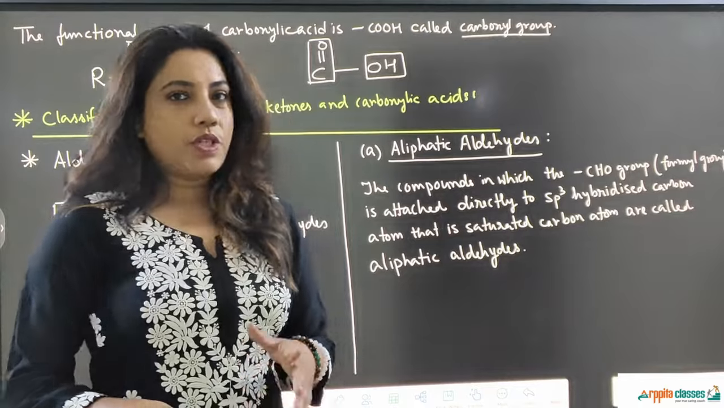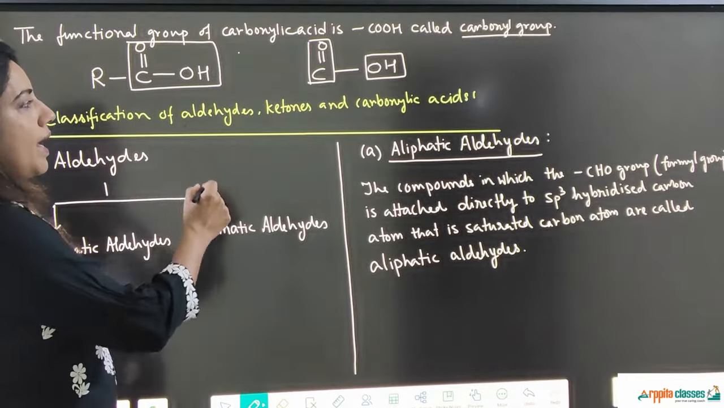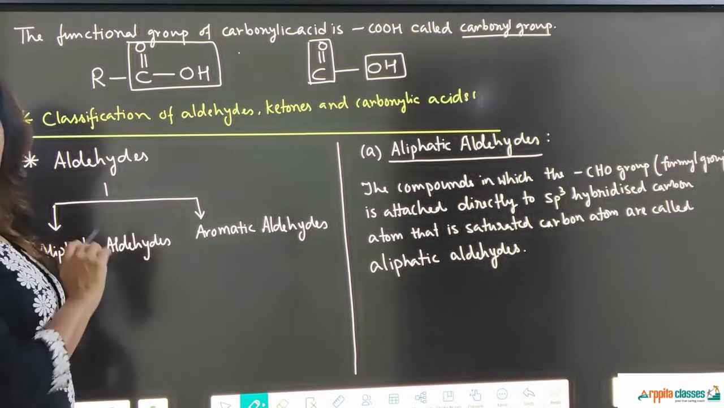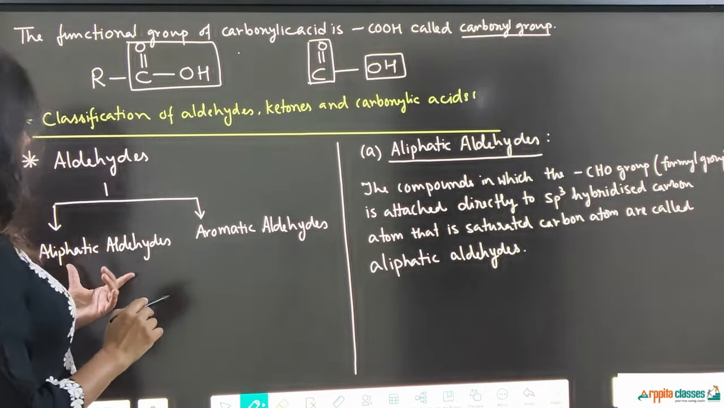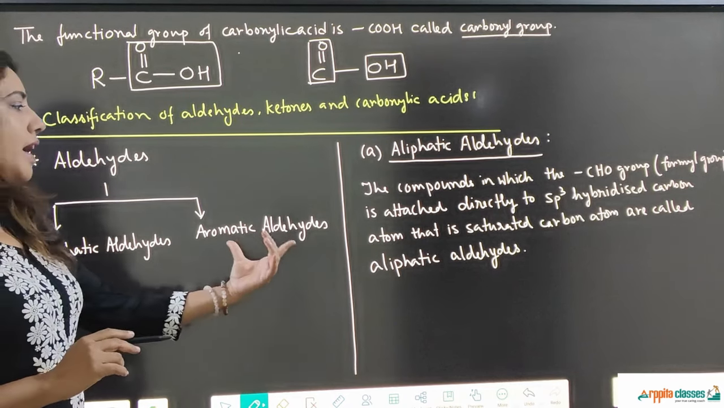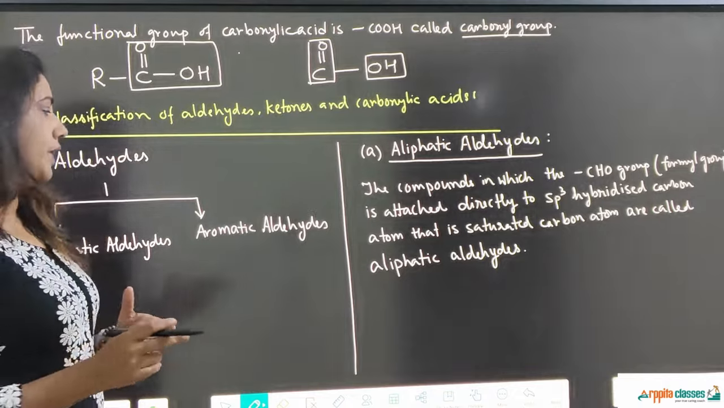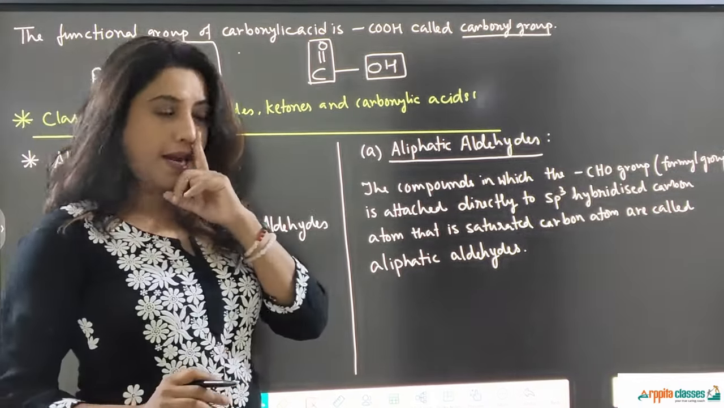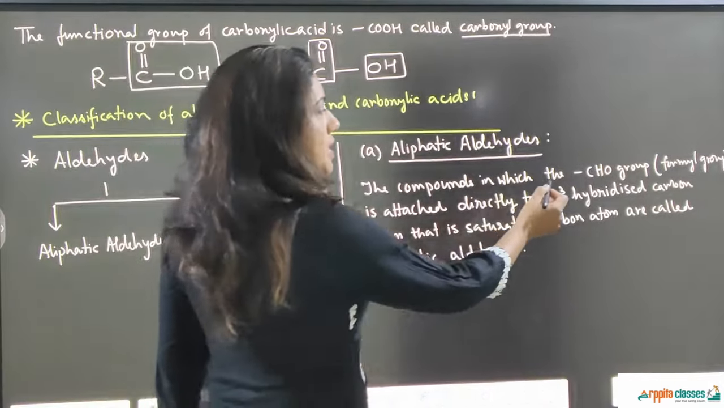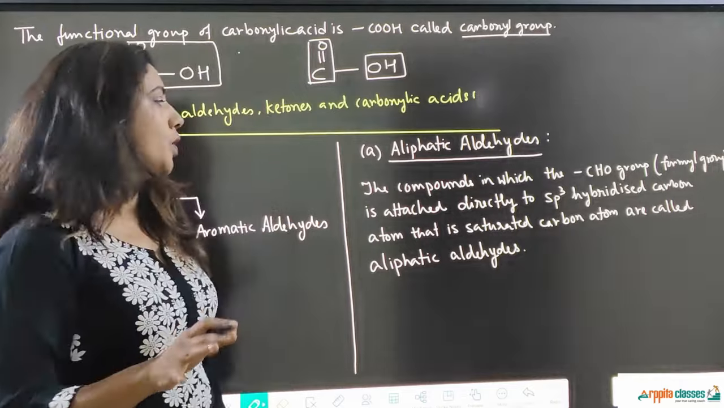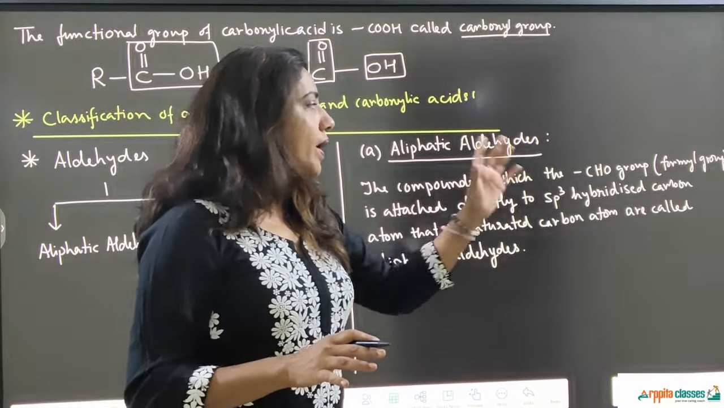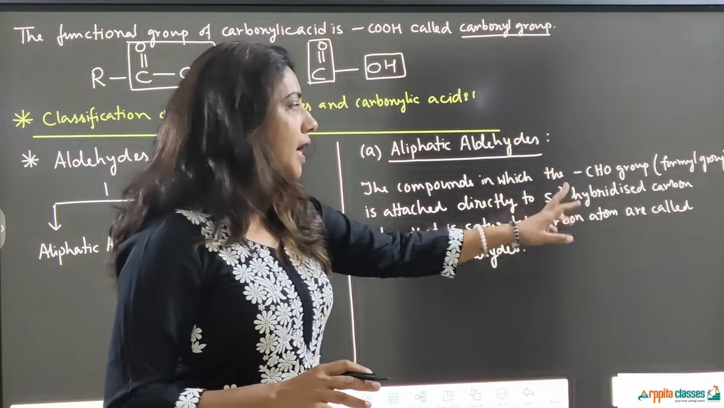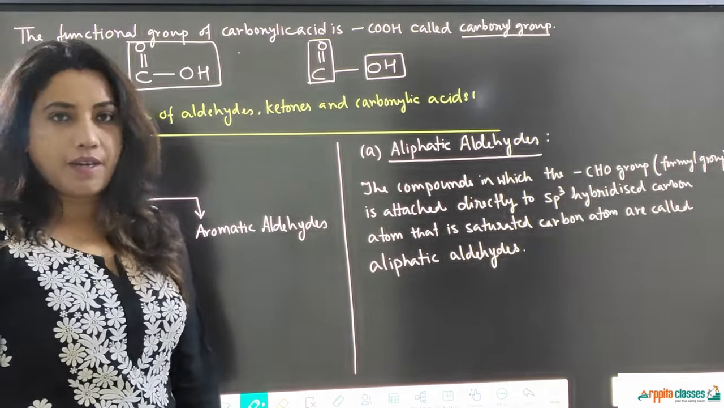So now we proceed towards the next topic, that is the classification of aldehydes, ketones and carboxylic acid. First we'll see the classification of aldehydes. Aldehydes can be classified as aliphatic aldehyde and aromatic aldehyde. There are two classifications, aliphatic and aromatic. Now when we talk about aliphatic aldehydes, the compounds in which the CHO group, or the formyl group, is attached directly to an sp3 hybridized carbon atom, that is a saturated carbon atom, are called aliphatic aldehydes.